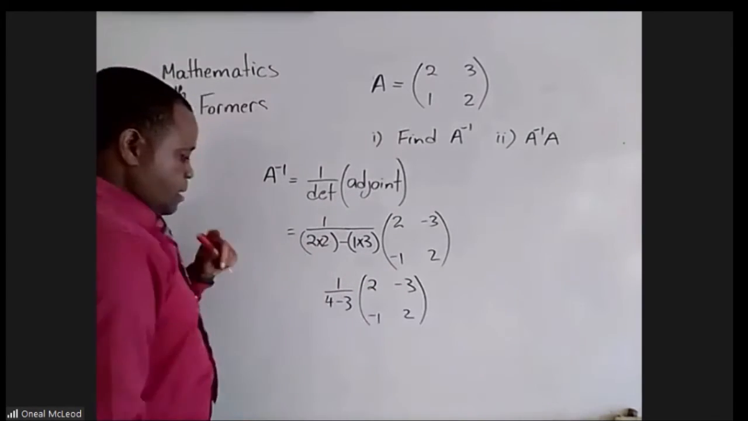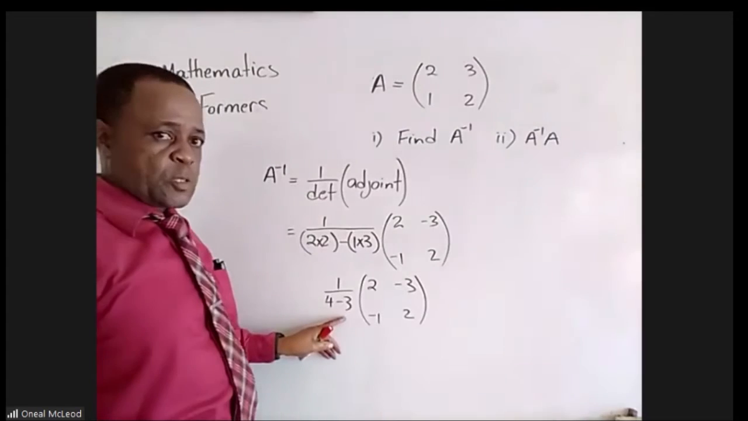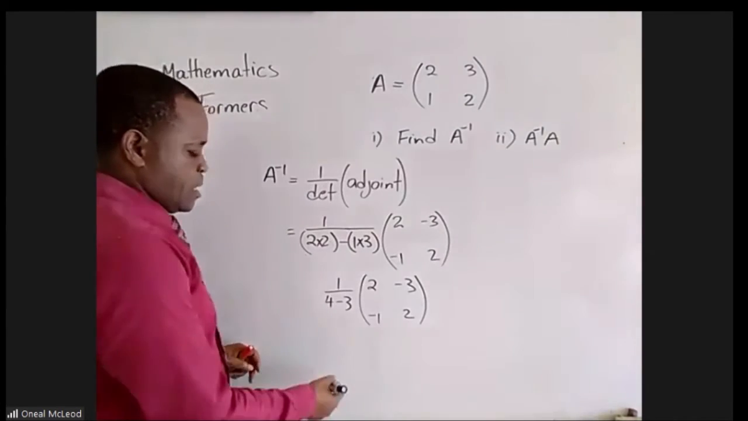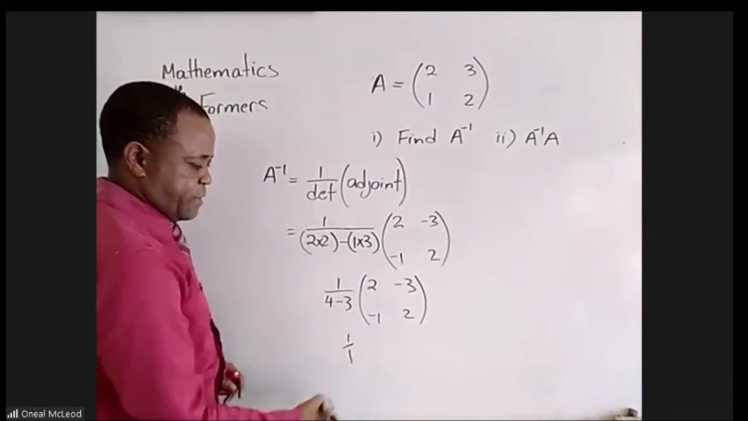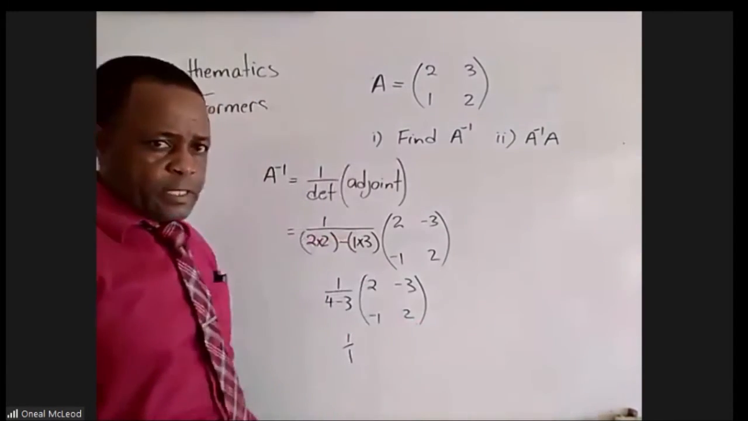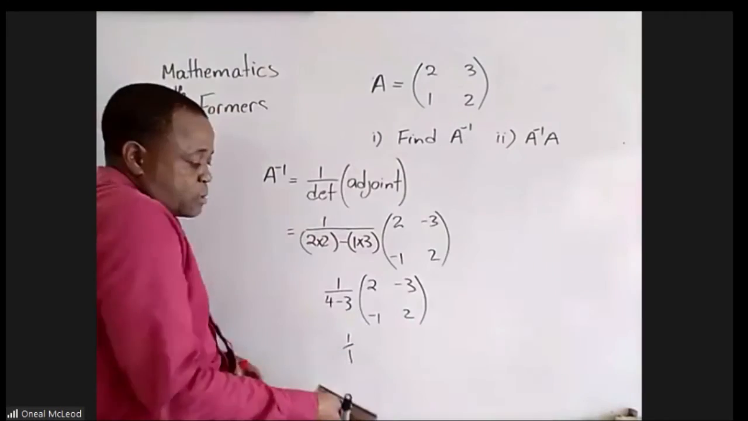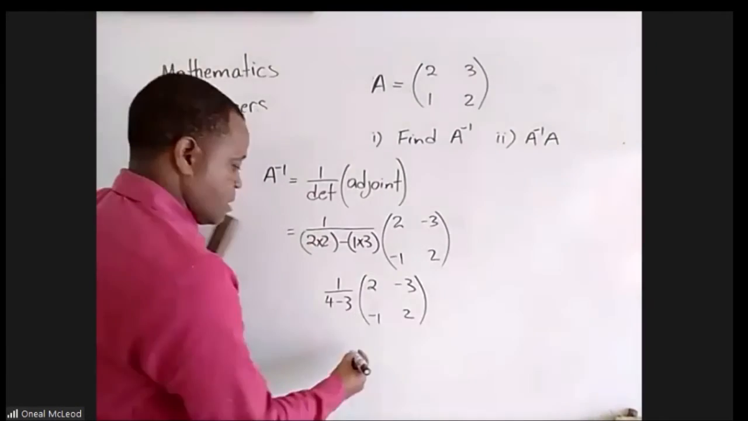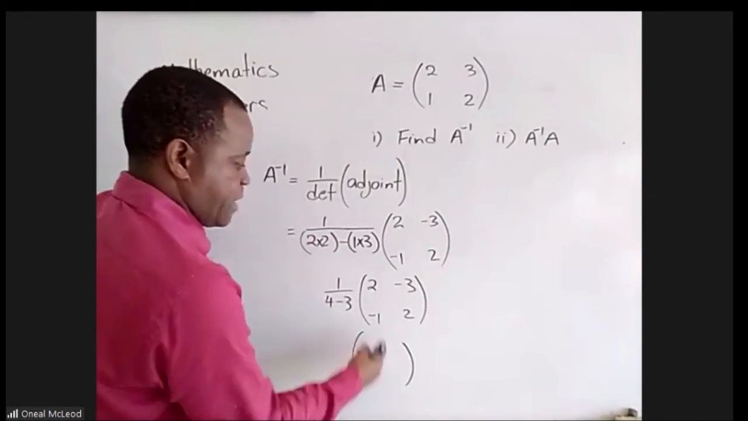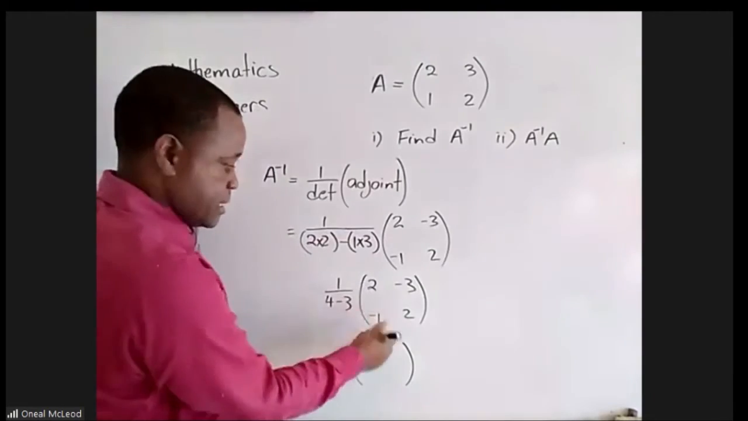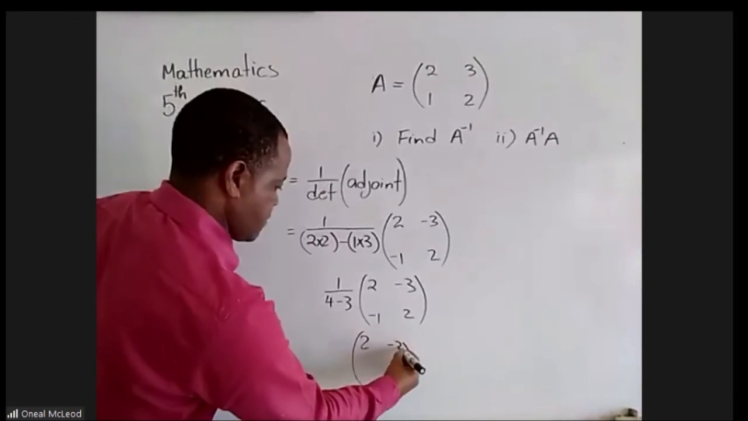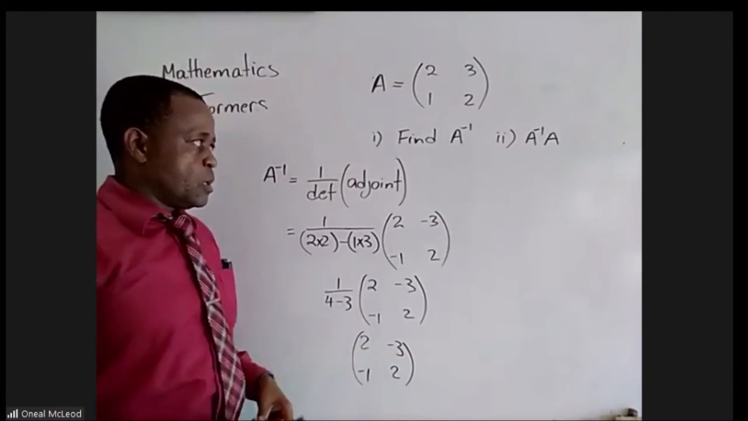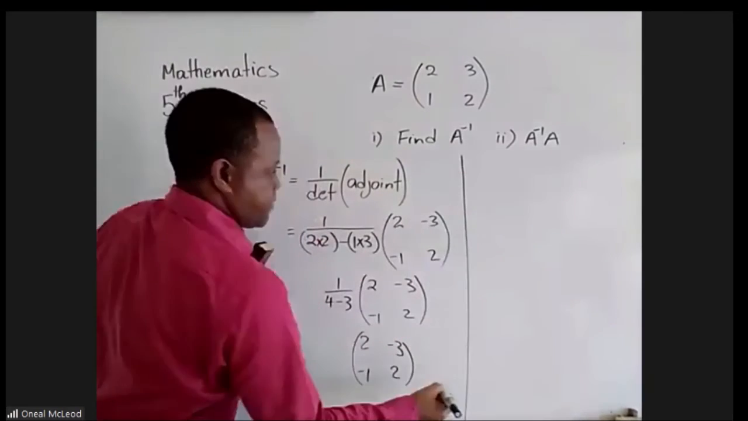Now 4 minus 3 is going to give us 1. So we'll end up with 1 over 1 there. But 1 over 1 is the same thing as 1. It won't change anything, so we don't need to write it here. So my inverse would have just been the adjoint. It's now 2, negative 3, negative 1, and 2. That now would be our inverse.